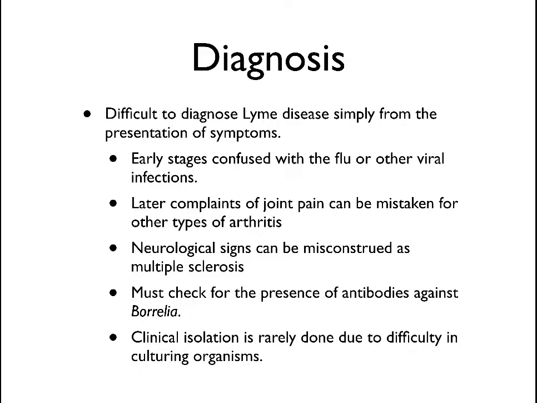So, diagnosis. Lyme disease is difficult to diagnose simply from the presentation of symptoms. Early stages can be confused with the flu or other viral infections. Later complaints of joint pain can be mistaken for other types of arthritis. Neurological signs can be misconstrued as multiple sclerosis. Basically, you must check for the presence of antibodies against Borrelia, and that is actually becoming a common practice. Clinical isolation is rarely done due to difficulty in culturing the organism, and a positive antibody test is normally an indication that you do have Lyme disease.